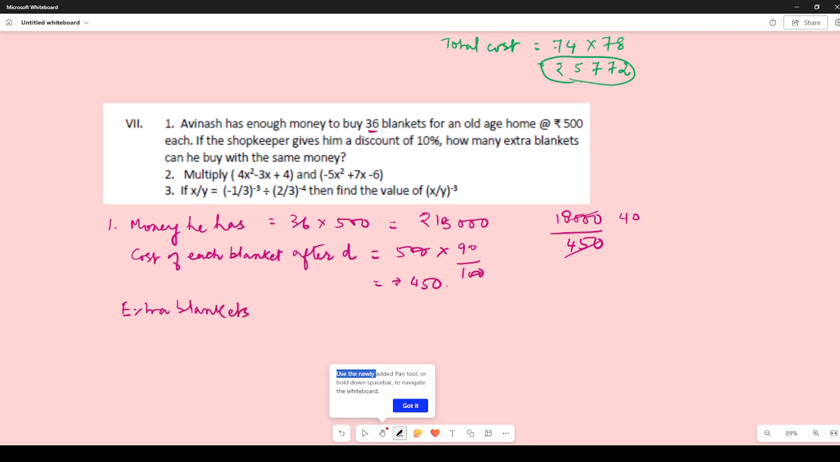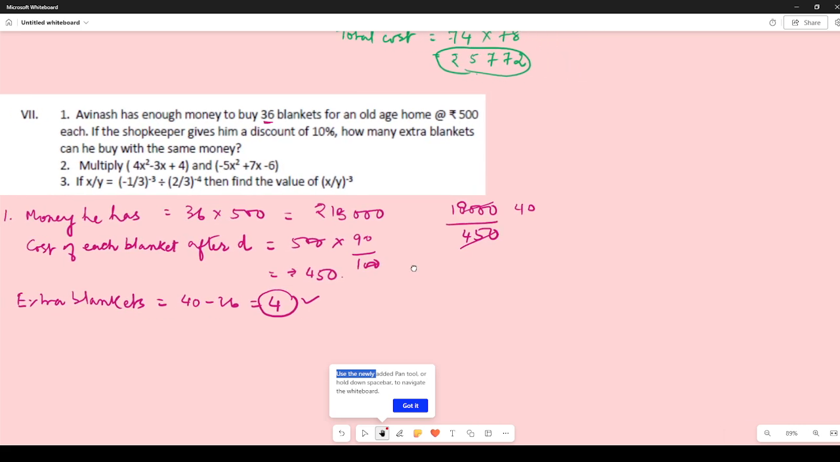How many extra blankets can he buy now? 40 minus 36 is equal to 4. He can now buy 4 extra blankets. He can now buy 4 more blankets. Okay, now let us check this out.